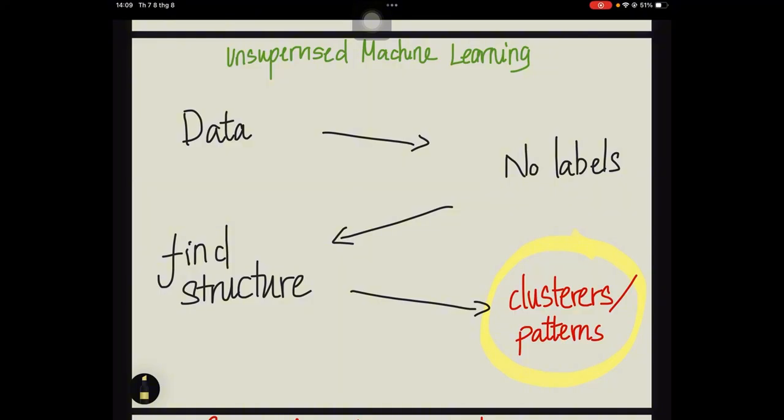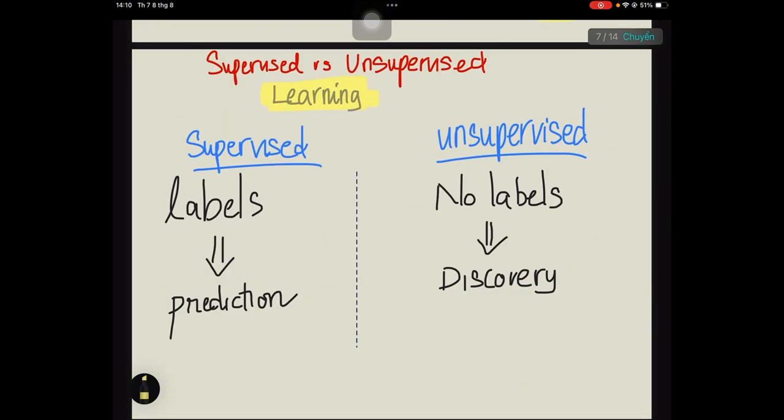Suppose a bank wants to segment customers. The algorithm may automatically discover groups based on income, age, spending behavior, investment preference. Nobody programmed those groups. The algorithm found them itself. The difference becomes very easy once you remember one question.